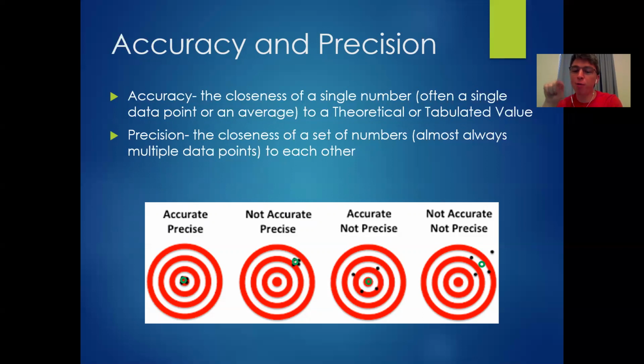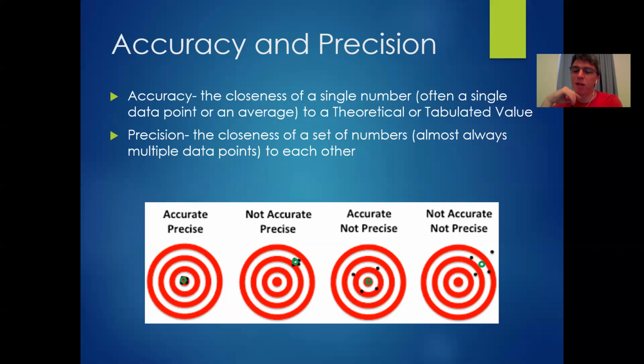You have all of these spread out black dots, so we know they're not precise. But if you take the average, it's pretty close to the center. So you can have the average value be accurate, even if your data is not precise. But again, this is very, very rare.